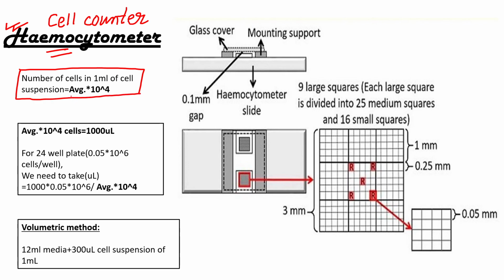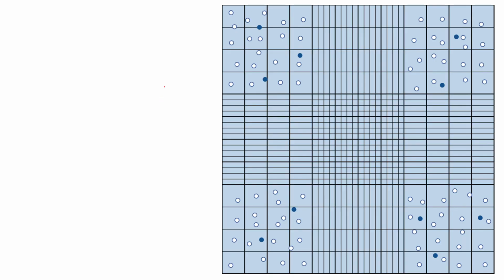equal to the average number of cells times 10 to the power 4. Now, I will tell you how to find out this average number of cells. Okay, so moving on to the next slide. As you can see here, this is the picture you get if you observe the haemocytometer slide under the microscope. These rounded structures are nothing but cells, and they are clearly visible so that you can easily count them.